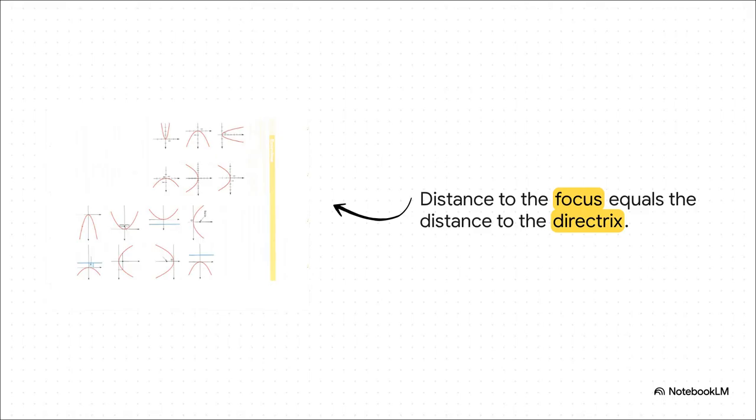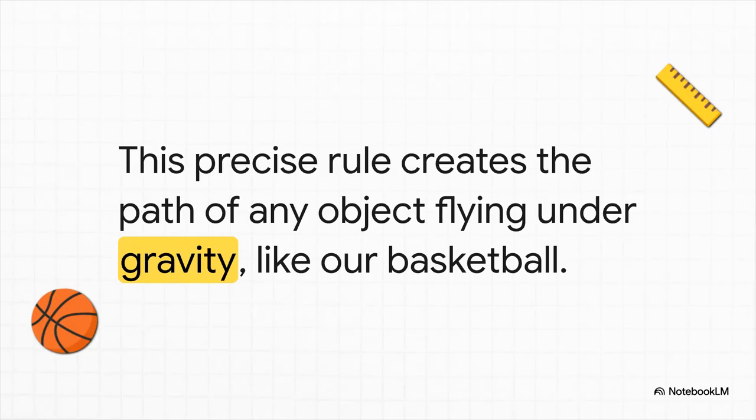And this diagram makes it super clear. See, pick any spot you want on that red curve. Now, measure the distance from that spot straight to the focus point. Then, measure the distance from that same spot straight down to the directrix line. Those two distances will always be exactly the same. It's that perfect balance that creates the classic parabola shape we all know. And this is the why behind our basketball shot.